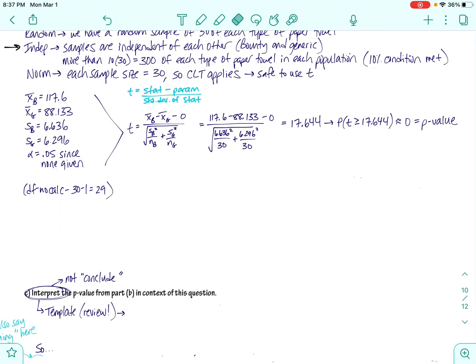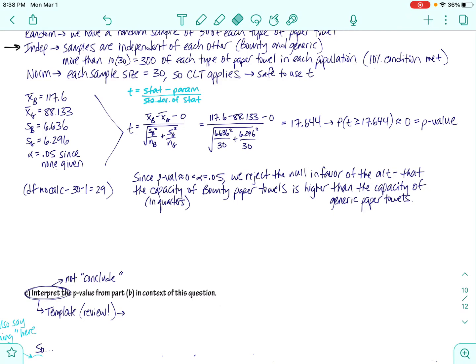So what do we do with that 0? Is that p too low? What are we comparing it to again? We're comparing it to 0.05. Is this p too low compared to that? Yes, it is too low. The H0 ain't your H0 no mo. We reject the null in favor of the alternate.